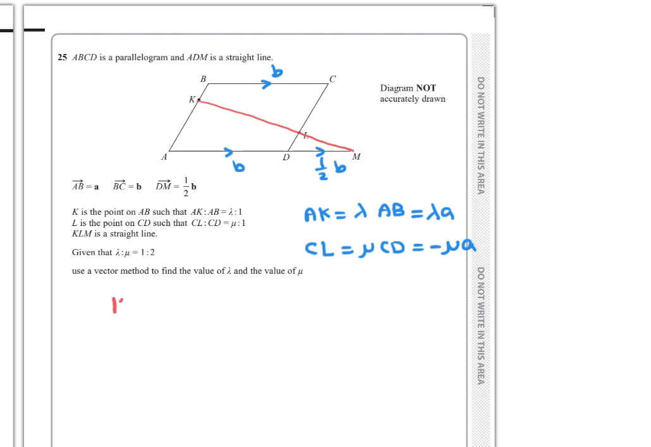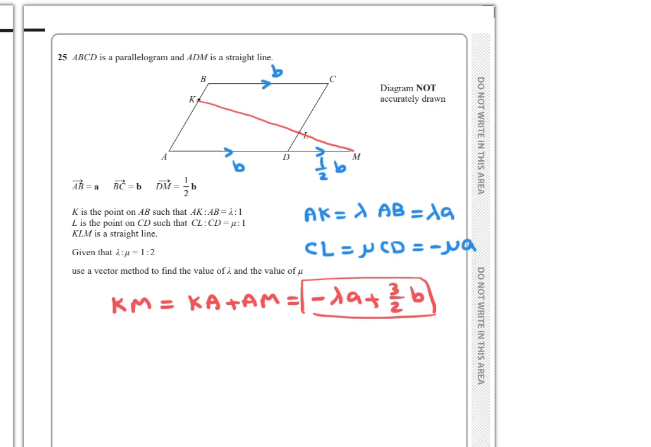So because KLM is a straight line, you can find KM equals KA plus AM. AK equals lambda times AB, or lambda a, so KA is negative lambda a because of the opposite direction. So negative lambda a plus AM, b plus half b, so 3/2 b. This is KM in terms of lambda, a and b.